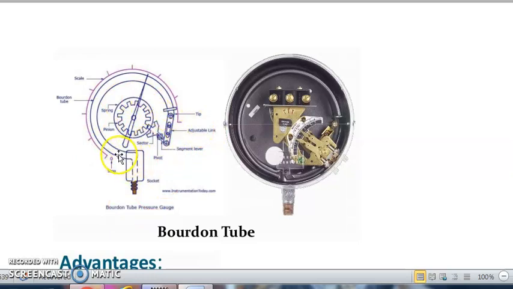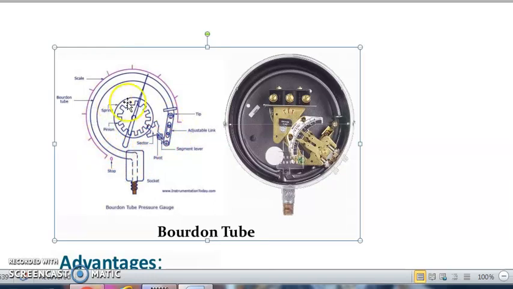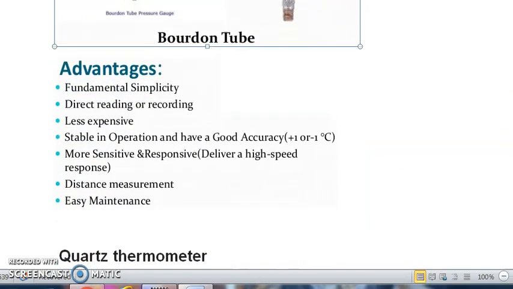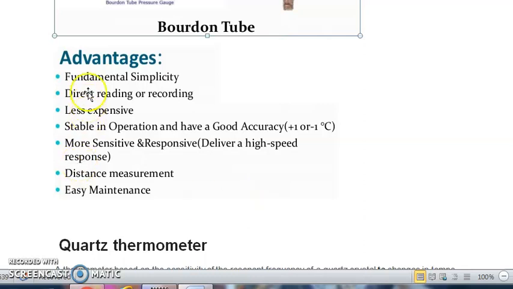This is the tube which expands. This double line, this is the tube which expands. This expands, and due to this expansion, this mechanical linkage changes position, this gearing mechanism changes position, which is finally responsible for the needle changing position. Now, what are the advantages and limitations? So, the advantages are fundamental simplicity. It is mostly used in the industry.